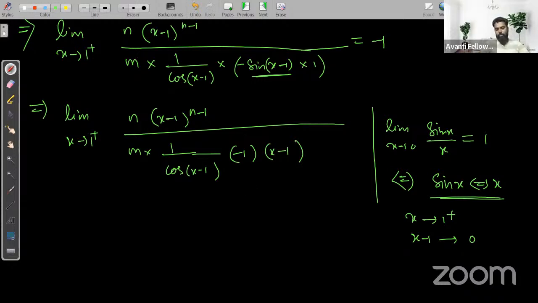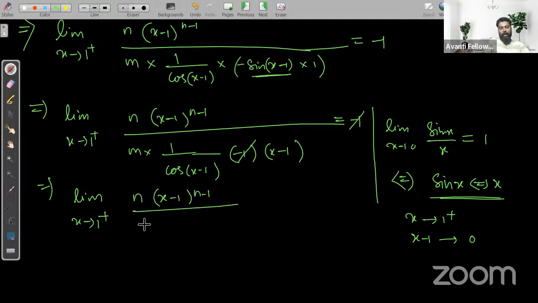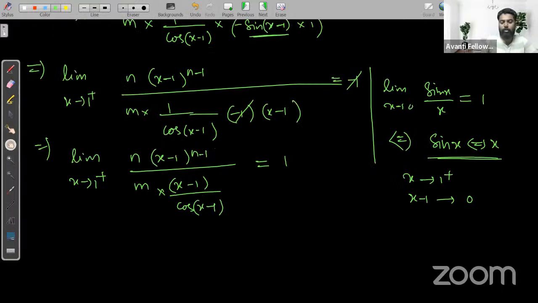Yes, we can use. So in the right hand side, we are having minus 1. So this minus will be cancelled out. So finally, what you are having is limit x tending to 1 plus, n into (x minus 1) to the power n minus 1, divided by m into (x minus 1) divided by cos of (x minus 1), right? Which is equal to 1. ठीक है, कोई नहीं, चलो.